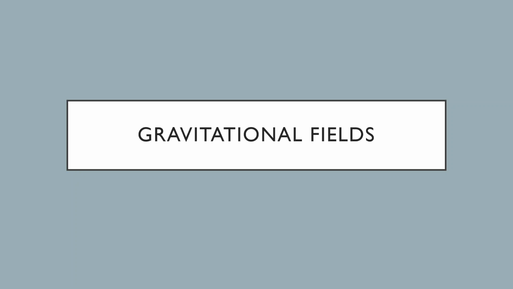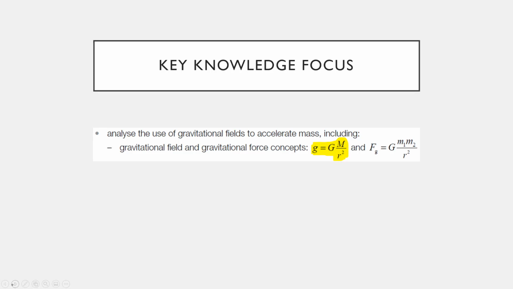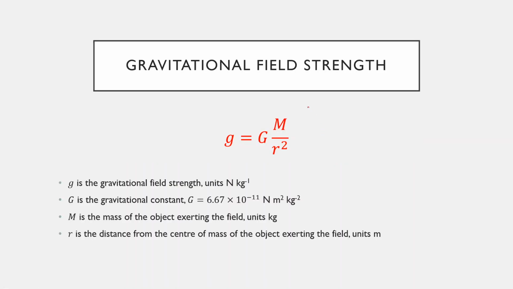Welcome back, everyone. So today we're going to look here at working quantitatively with gravitational fields. Here's our key knowledge focus for today. We're going to analyze the use of gravitational fields to accelerate mass, including gravitational field and gravitational force concepts, but today we're only focusing on the field. So we're going to look at how we can calculate the field strength around an object. So, as this highlighted equation implies, that's what we're going to be working with.